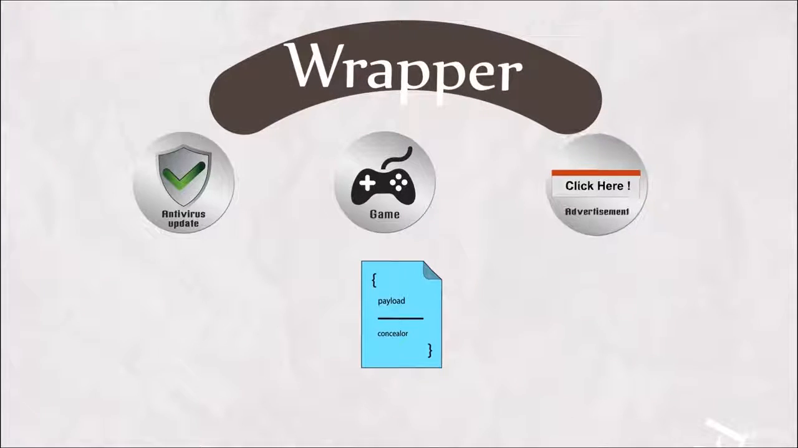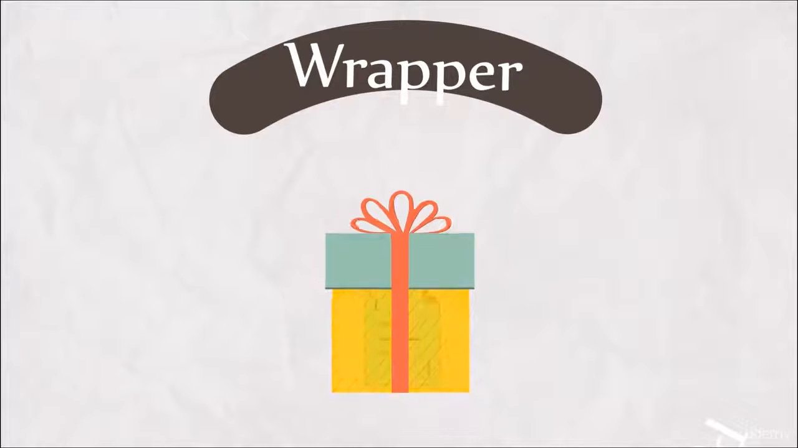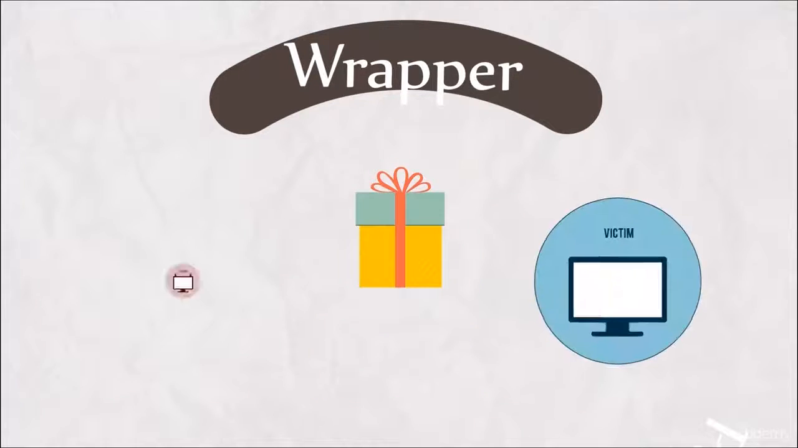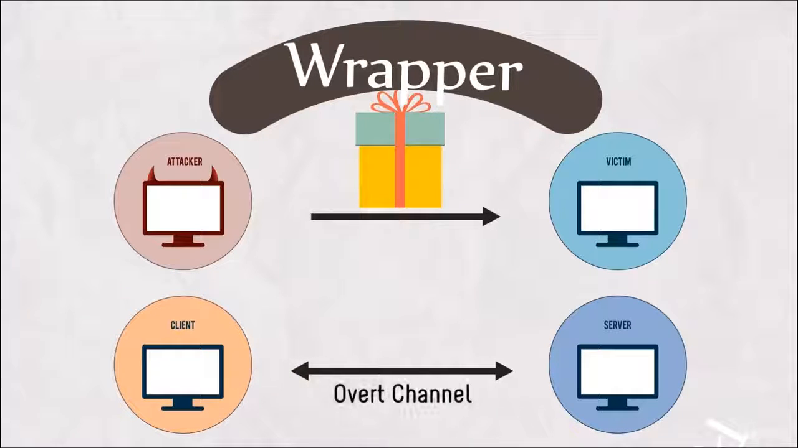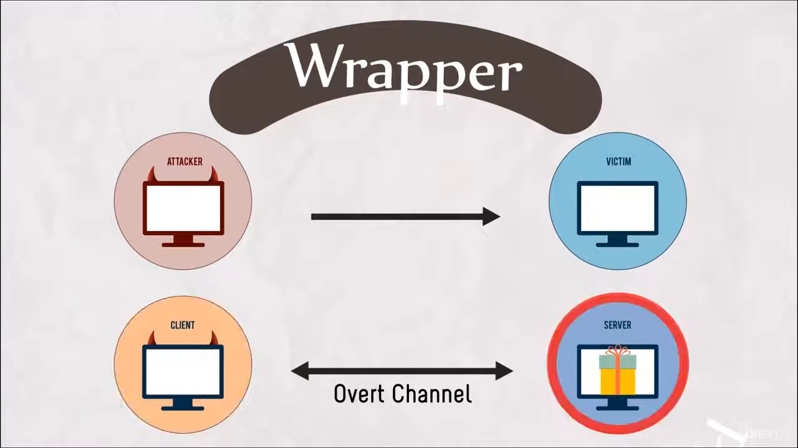Wrapper is the benign application that covers the Trojan and helps it to run in the background. Trojan allows one to gain access of another system, making the infected system respond to it that appears like a client-server architecture. A normal communication channel between a client and a server is termed as an overt channel. However, when the client, which is the attacker, sends a payload to the server, which is the victim, the attacker gains access to the victim's machine.